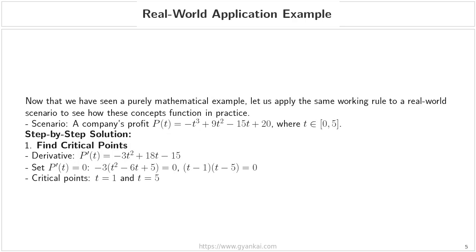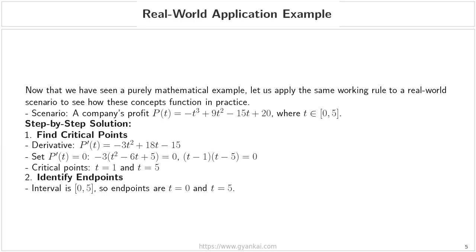First, we find the critical points. We begin by calculating the first derivative, which gives us p prime of t equals negative 3t squared plus 18t minus 15. To find the critical points, we set this derivative to 0. By factoring out negative 3, we get negative 3 times the quantity t squared minus 6t plus 5 equals 0. This further factors into the quantity t minus 1 times the quantity t minus 5 equals 0. Thus, our critical points are t equals 1 and t equals 5.